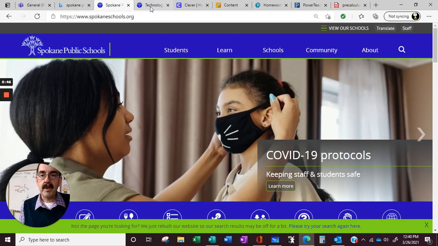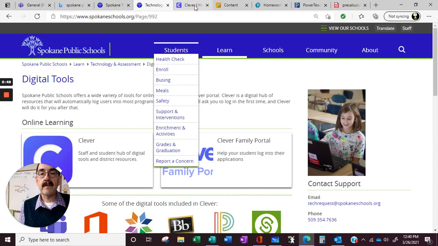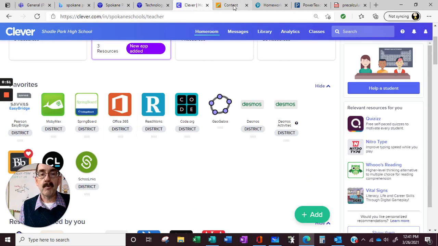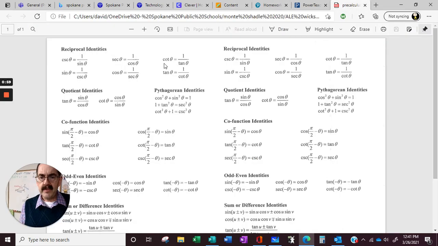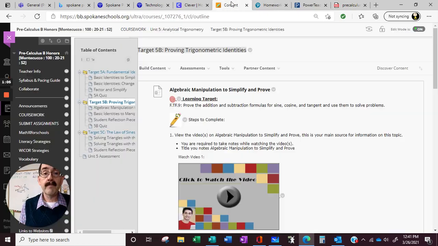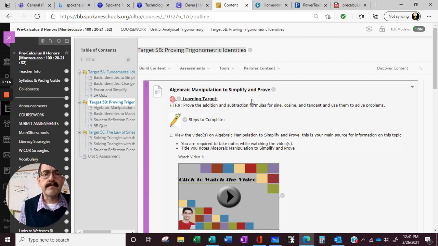Let's go find Spokane Public Schools. Let's find our Clever. Let's find Blackboard. And once we get into Blackboard, we'll click on coursework. Last week we focused on the trig identities, and we did some practice, and some of the problems were long. This week we're going to try proving trigonometric identities. So let's see if we can get through this week.